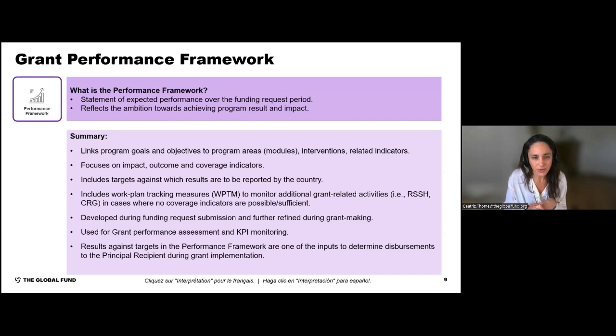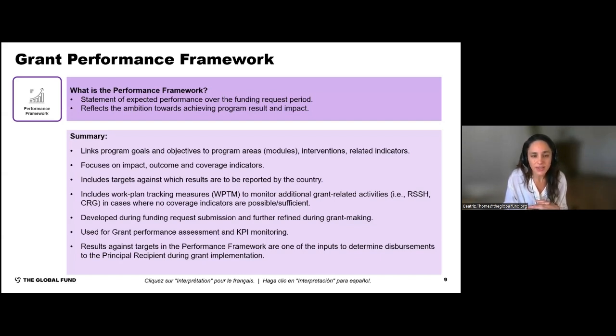It focuses on impact, outcome, and coverage indicators, so we don't have anything at the input level as part of the performance framework. It should include then targets against which the results are to be reported by the country, by the different PRs in the country, if that's the case. And again, should be matching the national strategic plans for the three diseases.